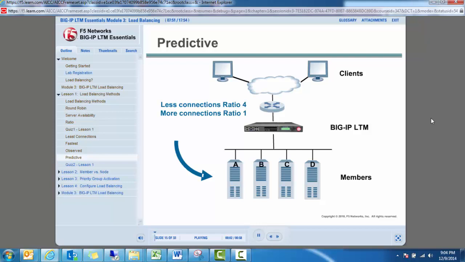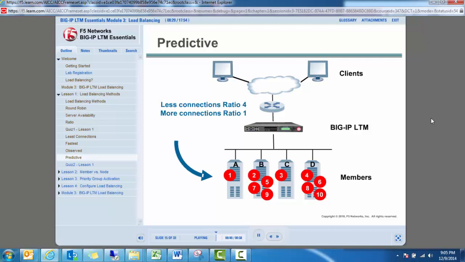The predictive method is similar to observed, but assigns more aggressive ratio values. Servers with a lower than average connection count are assigned a ratio of 4, and those with a higher than average connection count are given a ratio of 1. This means 4 times as many requests will be distributed to the servers with the lower connection counts. Again, these ratios are dynamically reassigned by BIG-IP every second. In this example, servers B and D are the ones with lower than average connection counts and receive more requests.